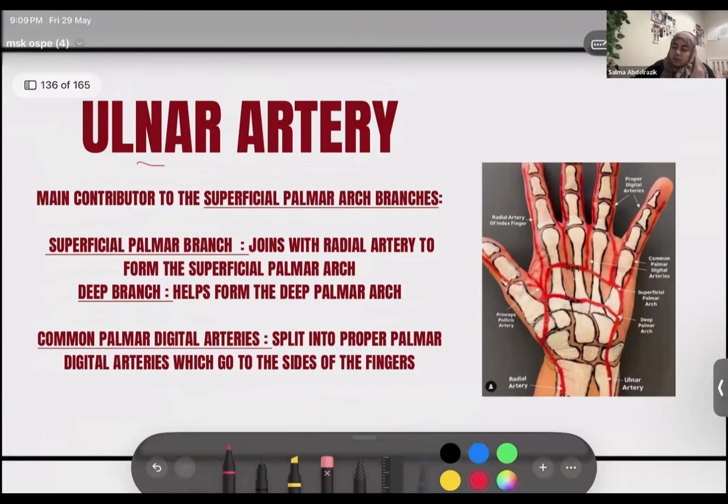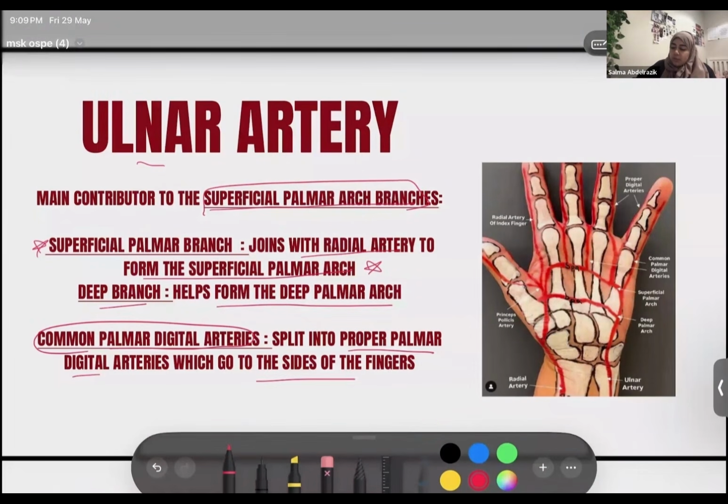Now, ulnar artery. It's the main contributor to the superficial palmar arch. The branch joins with the radial artery to form the superficial palmar arch. The deep branch helps to form the deep palmar arch. The common palmar digital arteries split into proper palmar digital arteries.